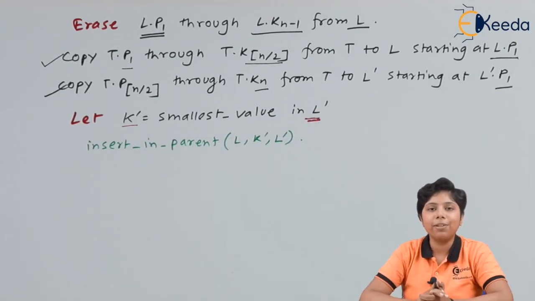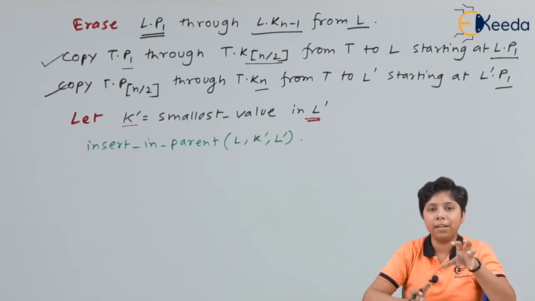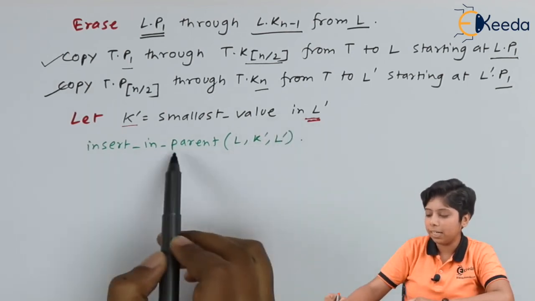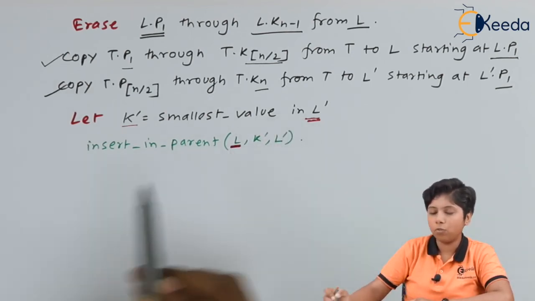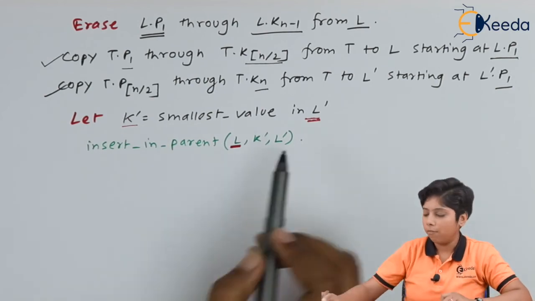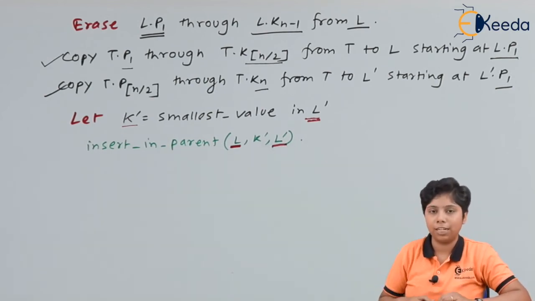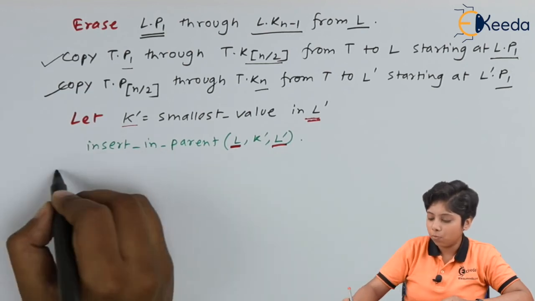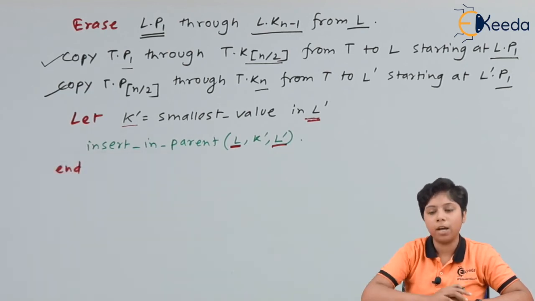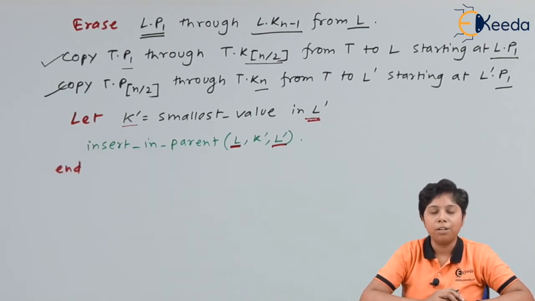What is the lowest value in L'? That is Kelly here. So Kelly will be the first in the parent node. So we are inserting Kelly in the parent node, with the left one as the left child node and L' as the right child node. Now this is for an insertion in the normal procedure. Now there are two procedures that we have introduced here: insert in leaf and insert in parent.